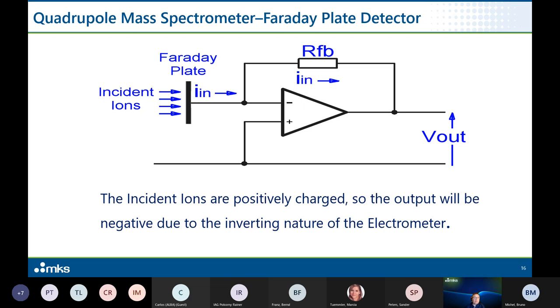The ions will hit the plate, they will get discharged, and they will cause a current. It's also called the ion current. The ion current will be amplified by an operational amplifier, and basically we get an analog voltage as an output from the electrometer. The Faraday is a really nice detector because it's operating very linearly. However, it has some limitations if you want to detect very low traces and very low concentrations.